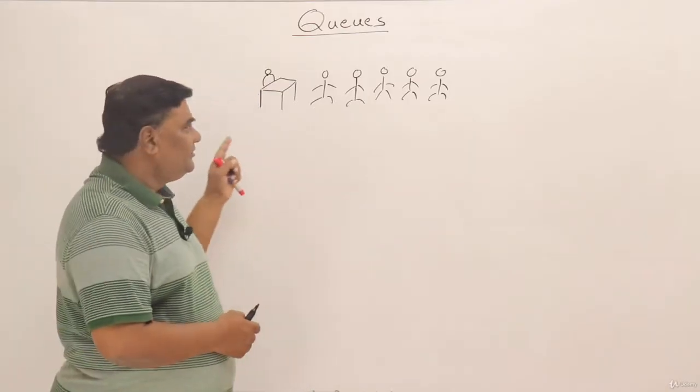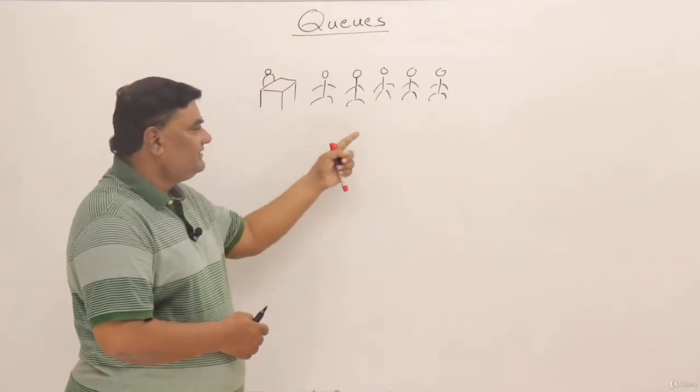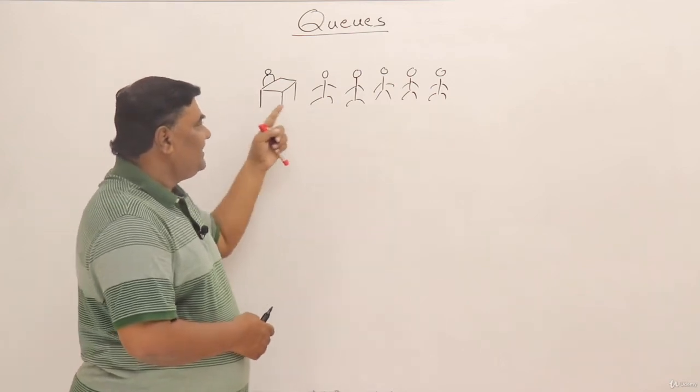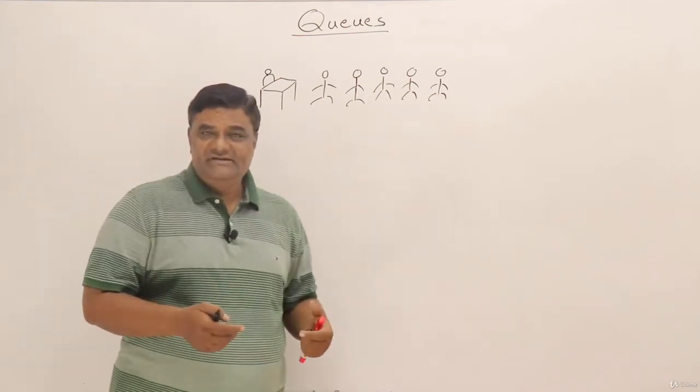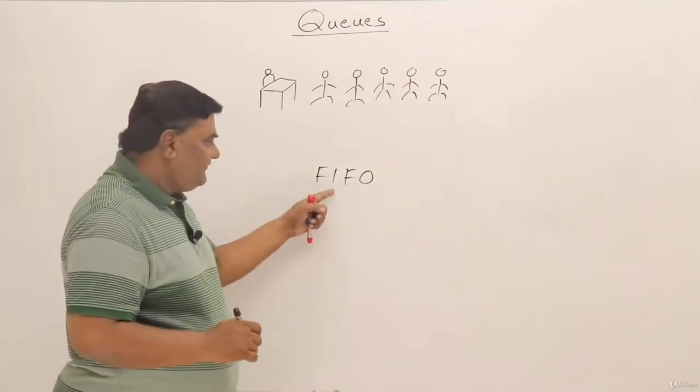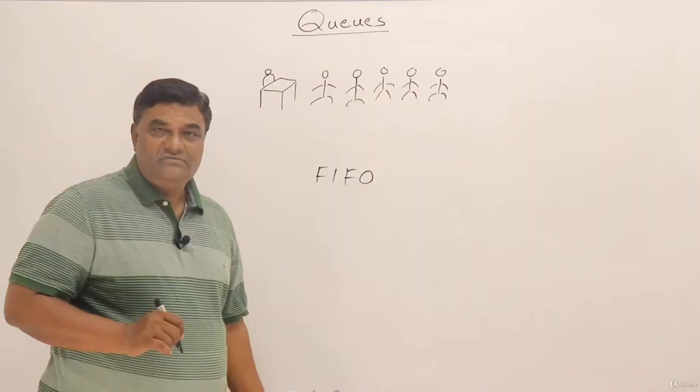Here is an example of a queue showing people standing in a queue, and this is like a counter. They are waiting in a queue to get their turn to avail some services or do whatever work they have. So this works on the discipline FIFO, that is first in, first out.